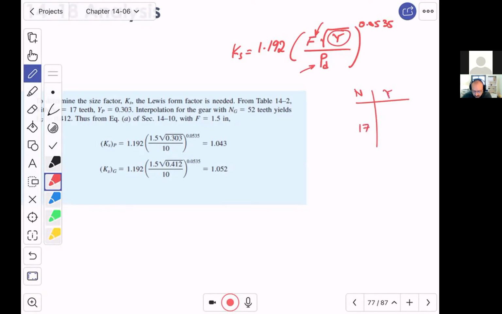So we were lucky that for 17, Y was 0.303. But we did not find it for 52. We found Y for 50 and for 60 and for 40 or something like that. So in order to find Y for 52, we need to interpolate. After interpolation, it turns out that this Y is 0.412, and that's how we found Ks for both the gear and for the pinion. Okay?